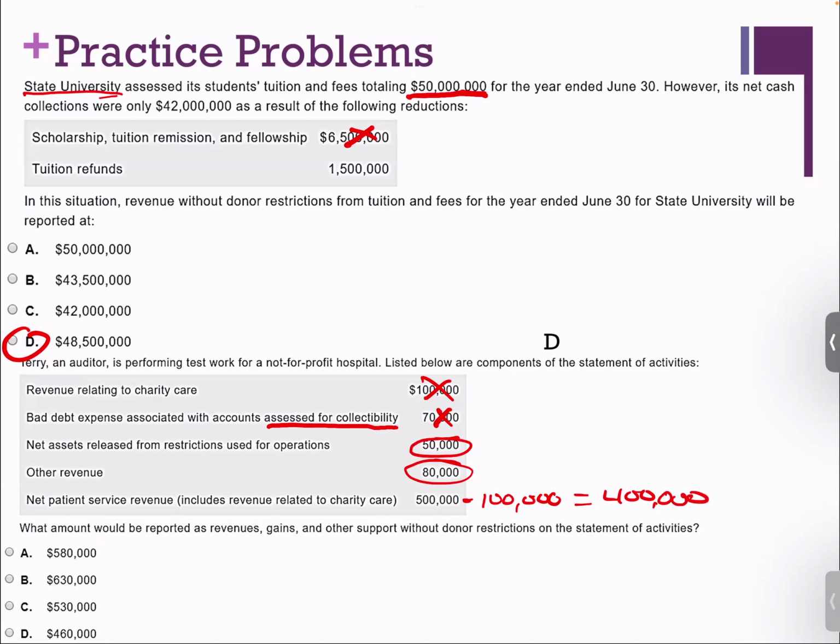Now we go 400 plus 80 plus 50, I guess. So, sorry, 400 plus 50 plus 80, 530.